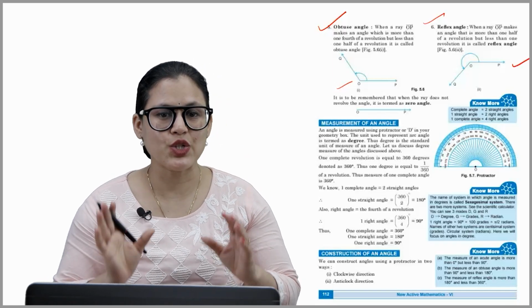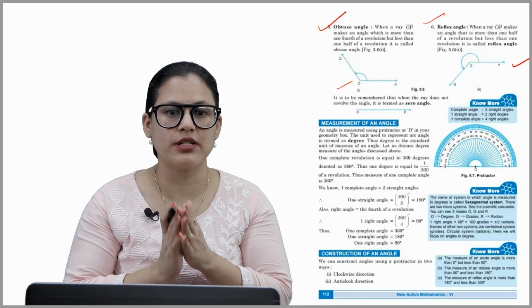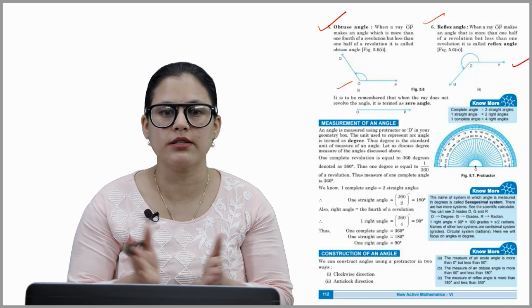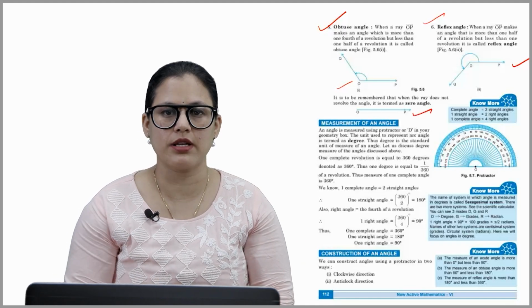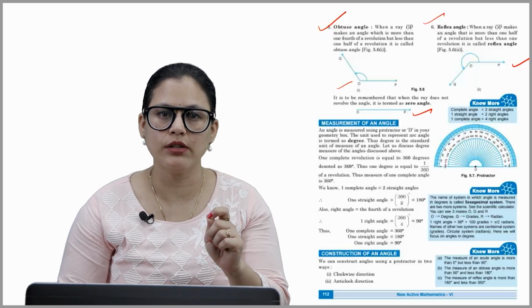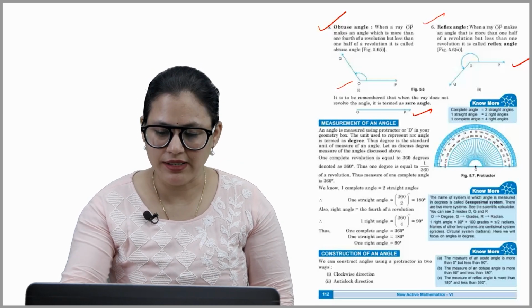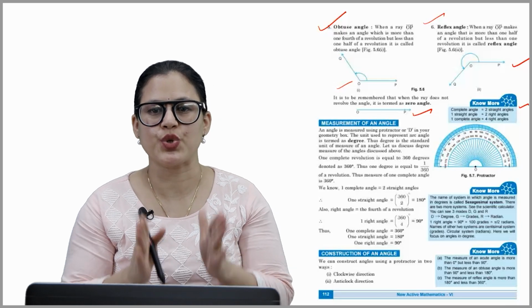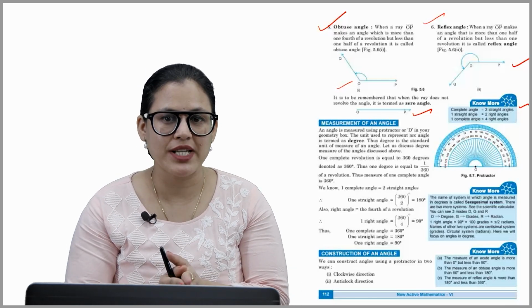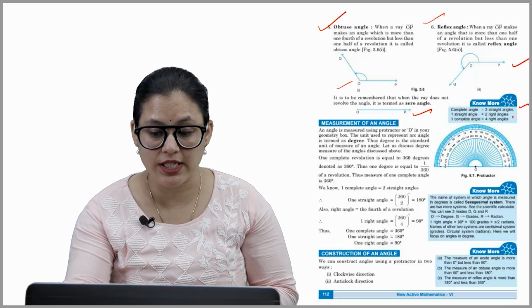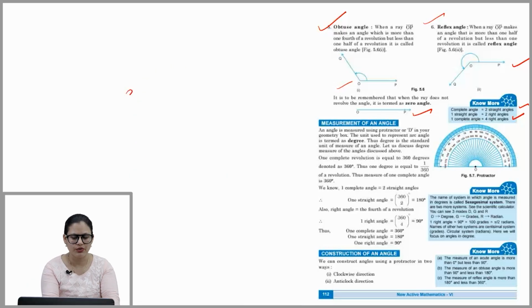So it is to be remembered that when the ray doesn't revolve, the angle is termed as a zero angle. For example, this ray is making an angle of 0 degree. Complete angle is equal to 2 straight angles. One straight angle is equal to 2 right angles. Complete angle is 360 degree and 2 straight angles are 180 degree plus 180 degree.